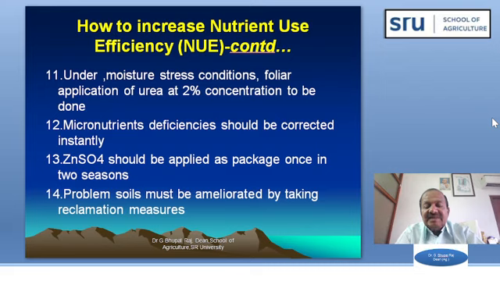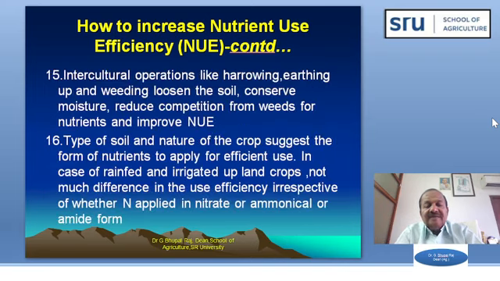Problem soils must be ameliorated by taking reclamation measures. In problem soils, generally more nutrient deficiencies occur. First, the soils have to be reclaimed and the problems rectified, then we can go for fertilizer application and improve the nutrient use efficiency in those soils.